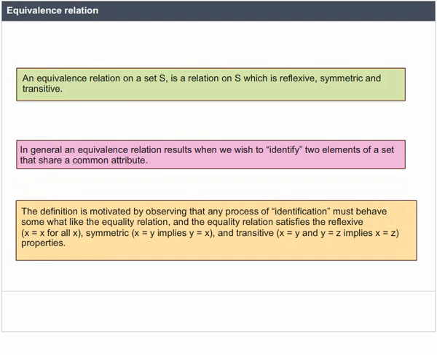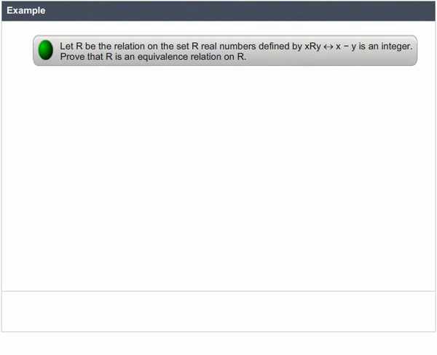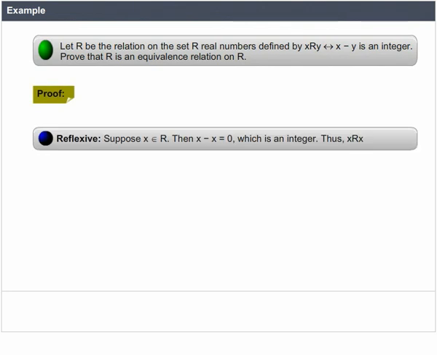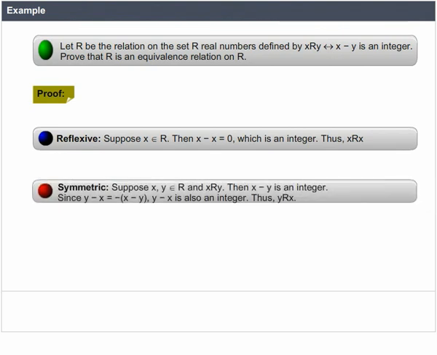Example. Let R be the relation on the set of real numbers defined by x related to y if and only if x minus y is an integer. Prove that R is an equivalence relation on the real numbers. Proof. Reflexive: suppose x belongs to the reals, then x minus x equal to 0, which is an integer, thus x is related to x. Symmetric: suppose x, y belong to the reals and x is related to y, then x minus y is an integer. Since y minus x equal to minus of x minus y, y minus x is also an integer, thus y is related to x.